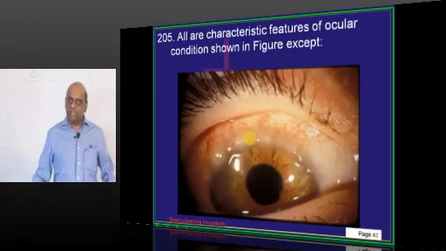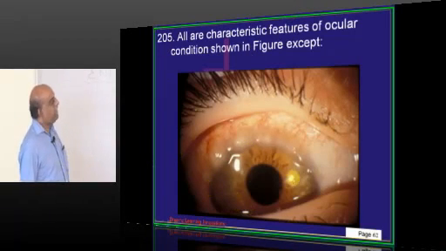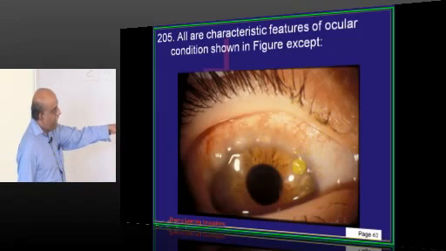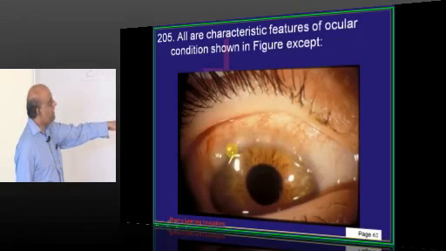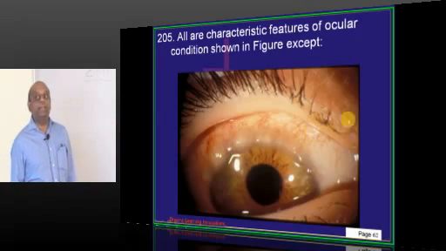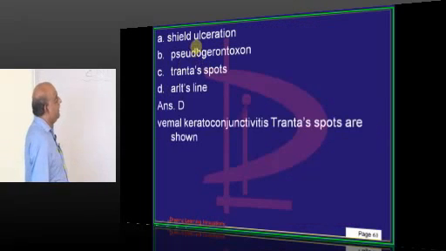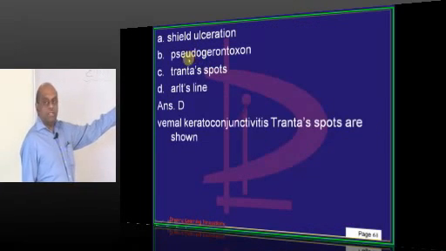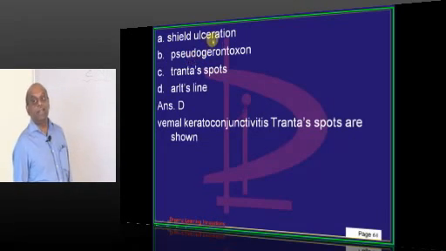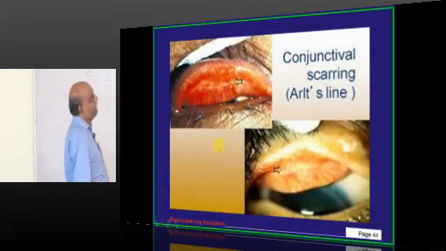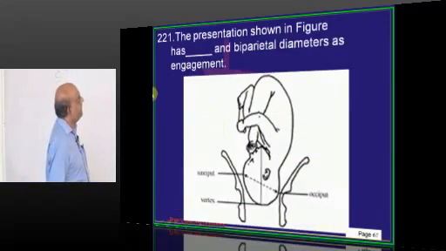Now, these are the characteristic features of which ocular condition that you are seeing in this picture. You can see at the limbus, corneoscleral junction, the presence of nodule-like things. They are called Trantas spots, which is a feature of vernal keratoconjunctivitis. Whereas Arlt's line is a feature of trachoma, not vernal keratoconjunctivitis. So conjunctival scarring is called Arlt's line.